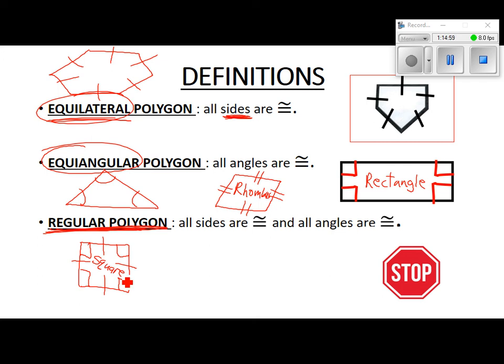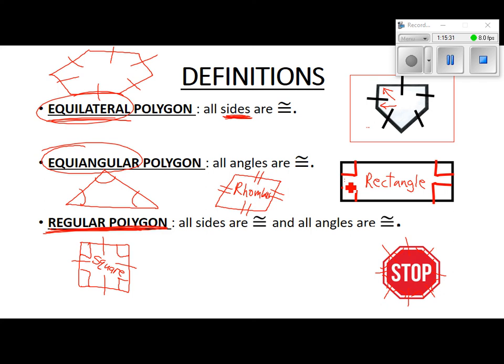A stop sign, in real life, all the sides are congruent and all of these angles are congruent, so it's a regular octagon, or a regular polygon. But with home plate, it's equilateral, all the sides are the same, but you'll notice that all these angles are not the same, so it's just equilateral, not equiangular.